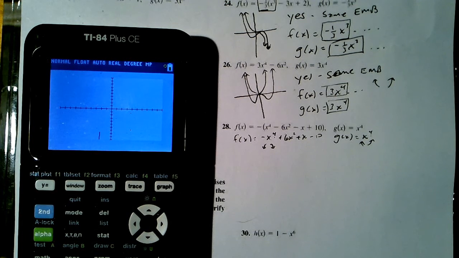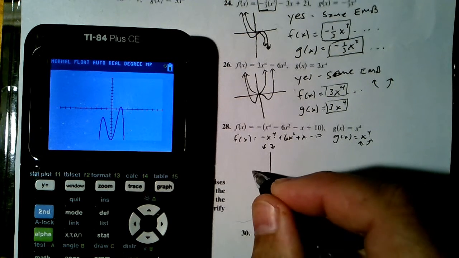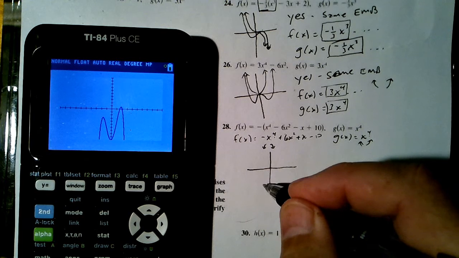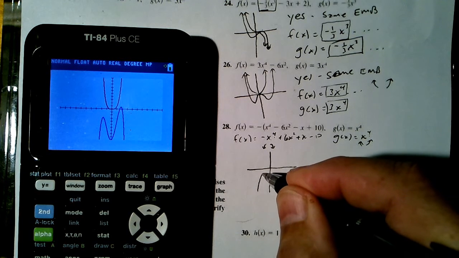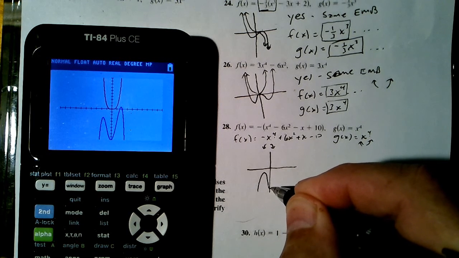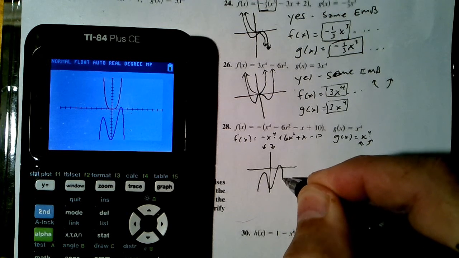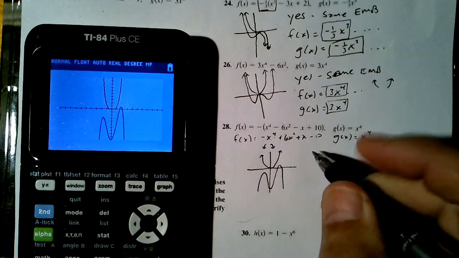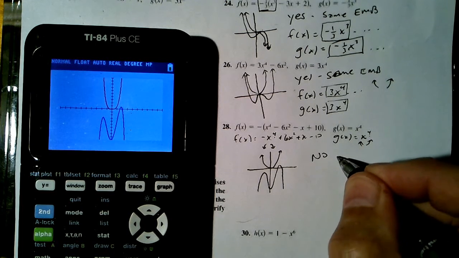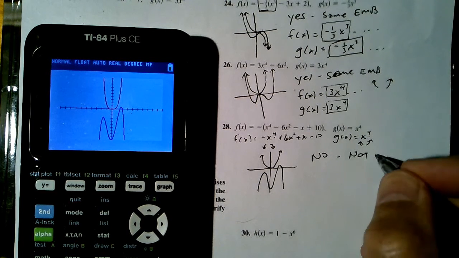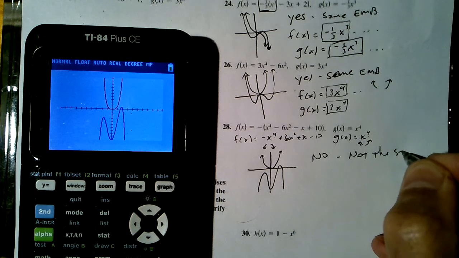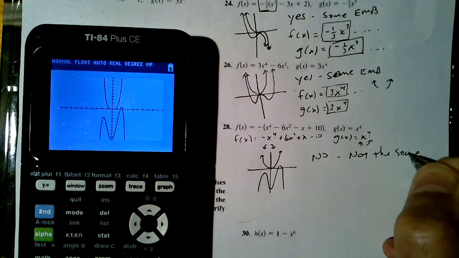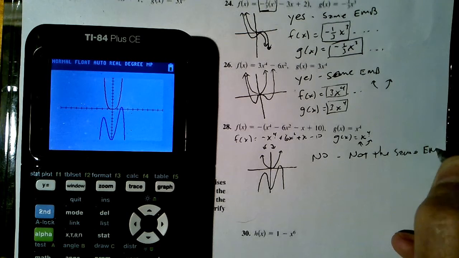And we should start with our upside down. It's got some wiggling going on. So we've got a function that looks sort of like it comes up, comes down, levels out. This versus this. No, not the same end behavior.